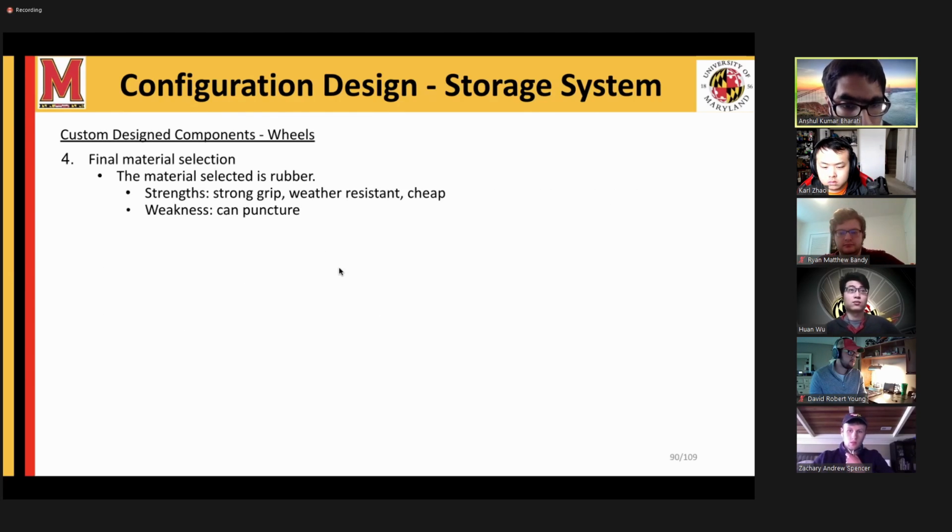At the end, we chose rubber as the material for the wheel as it has a strong grip, is weather resistant, and is relatively cheap.